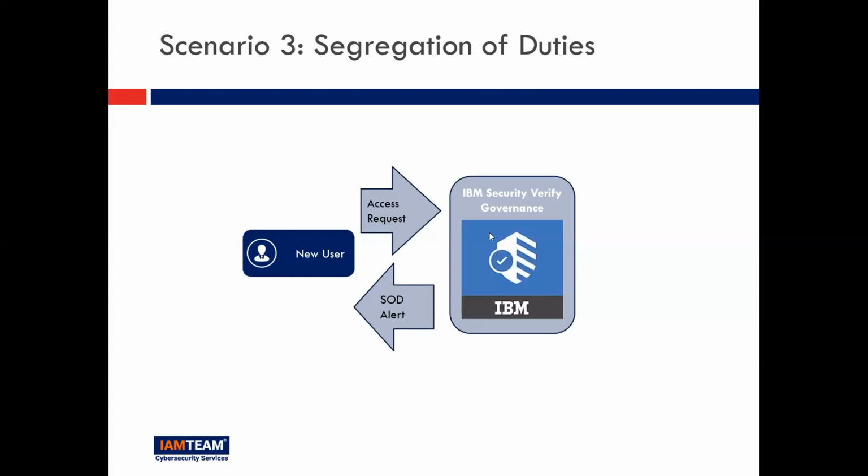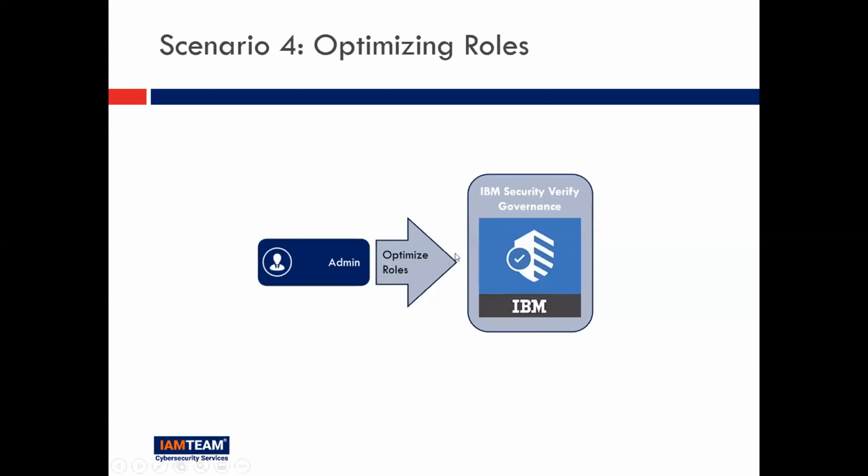So with that, let's head on over to our next scenario, which is optimizing roles. Now, most of the time you have a lot of accesses or permissions or entitlements that are scattered, manually given to a lot of users due to one reason or another. Wouldn't it be nice for your system to identify if accesses can be grouped accordingly and optimized as a role? In the next scenario, Verify Governance would be able to mine data to create a better grouping of permissions and roles.